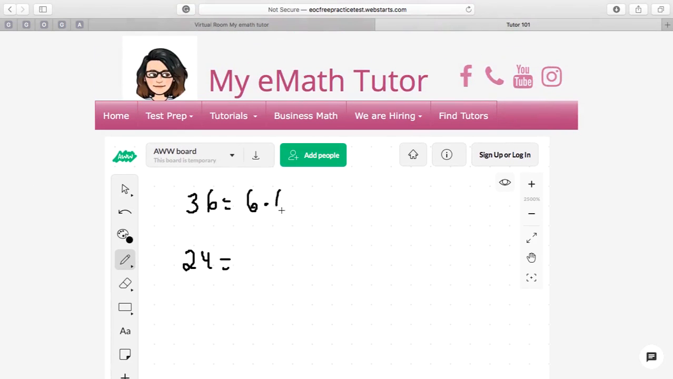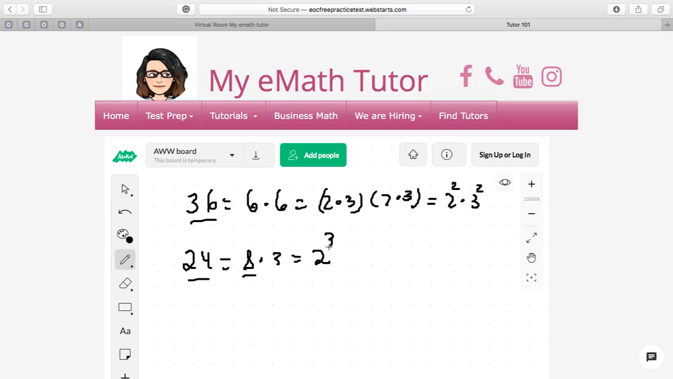36 is the same as 6 times 6, which is 2 times 3, times 2 times 3. Now here I'm going to have 2 squared times 3 squared. So that's the prime factorization of 36. Let's do 24. 24 could be 8 times 3, or you can rewrite this 8 as 2 cubed times 3.